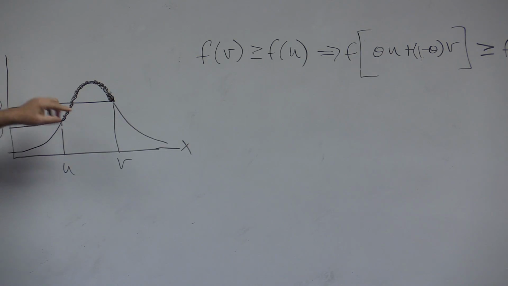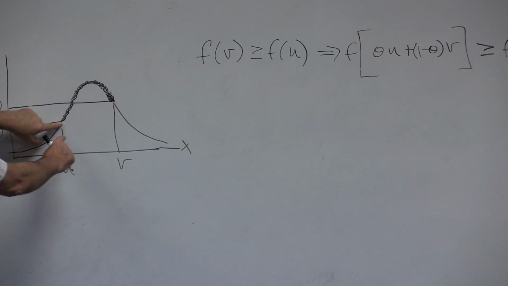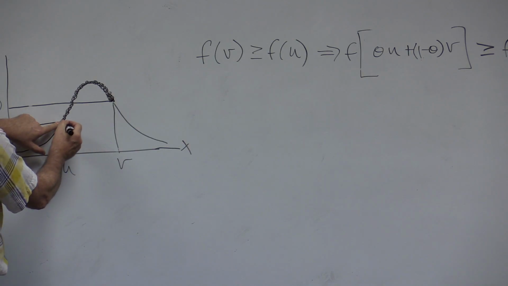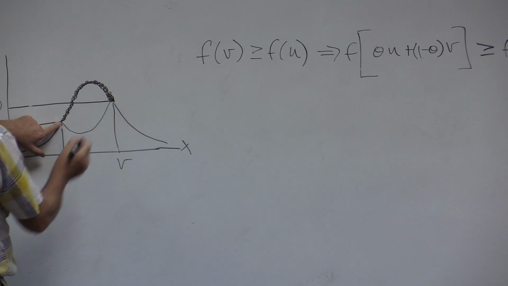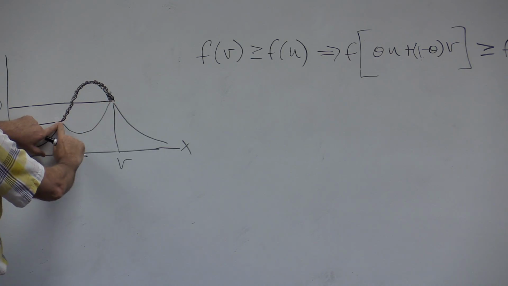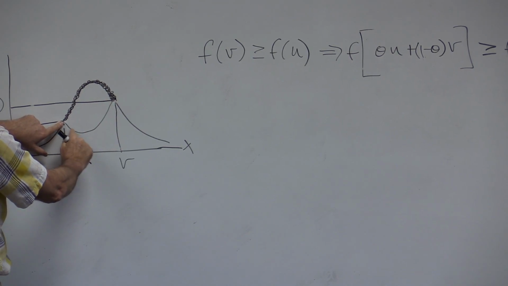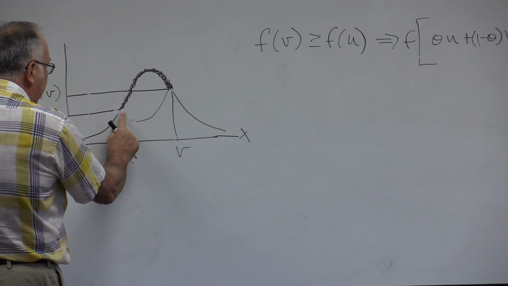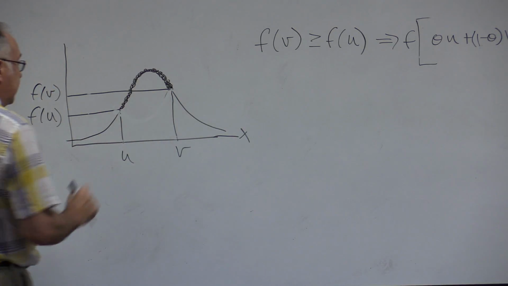Therefore, this is going to be true for any two points on this bell-shaped curve. The height of the function has to be everywhere on or above this height as you go from u to v. In other words, what can't happen is something like this. If the function looked like this, that wouldn't do, because here's f of v, here's f of u, and in this interval you're going below f of u. So it can't dip like that, for it to be quasi-concave.